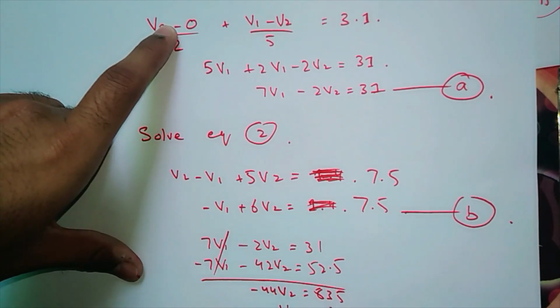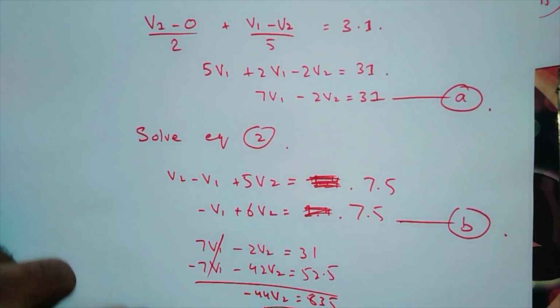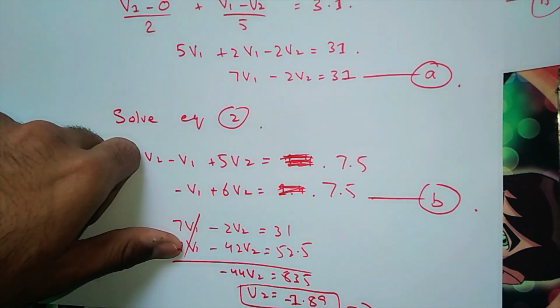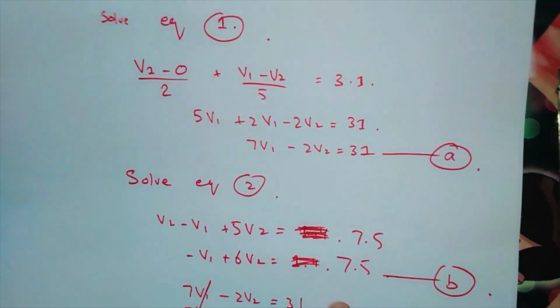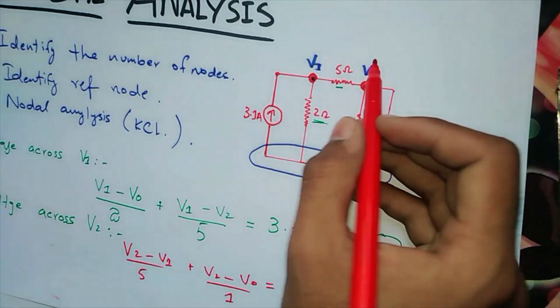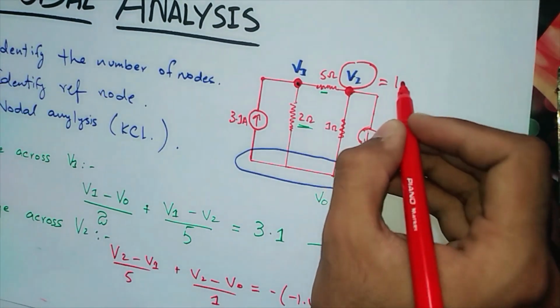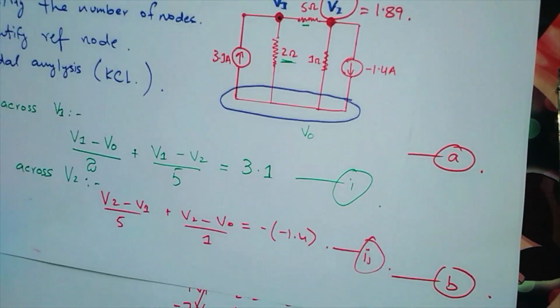V2 will become 1.89 minus. If the minus sign comes with the voltage, it will be taken as positive, so V2 is equal to 1.89 volts. Okay, so we have found the voltage across V2, which is equal to 1.89. Now let's find the voltage across V1.